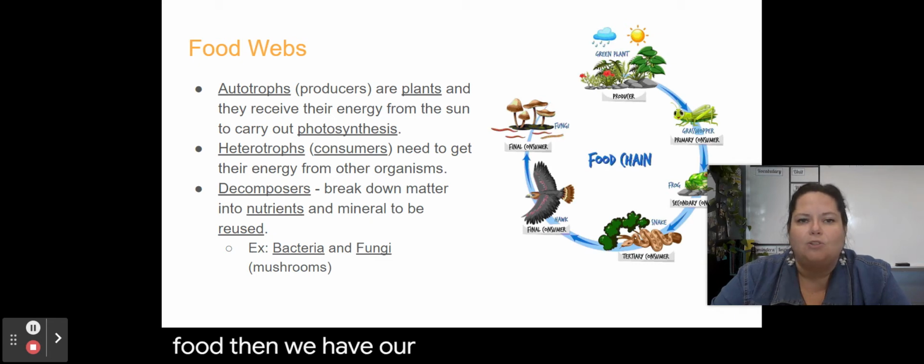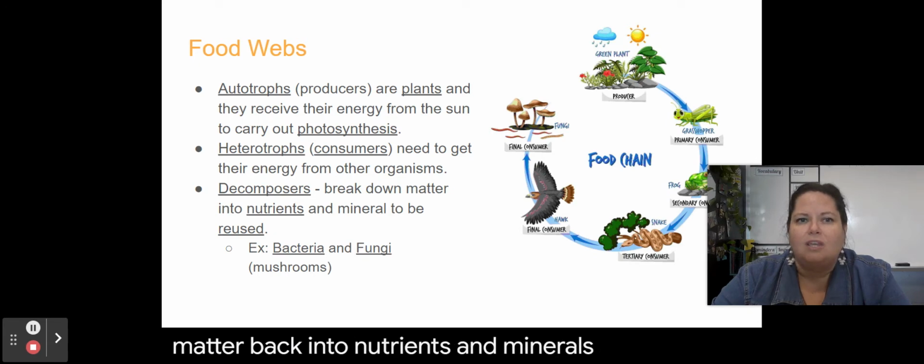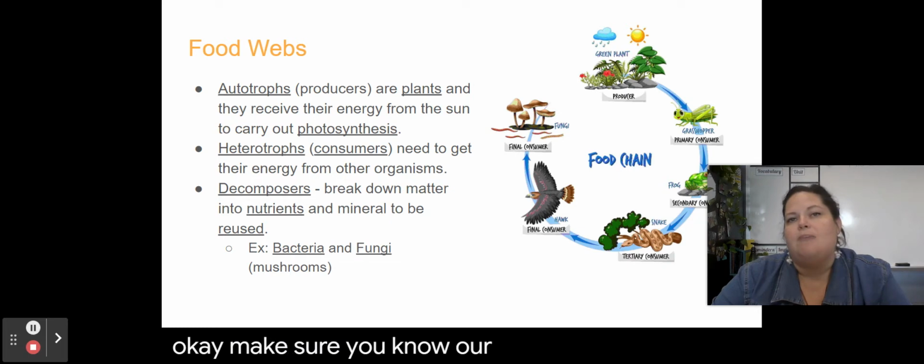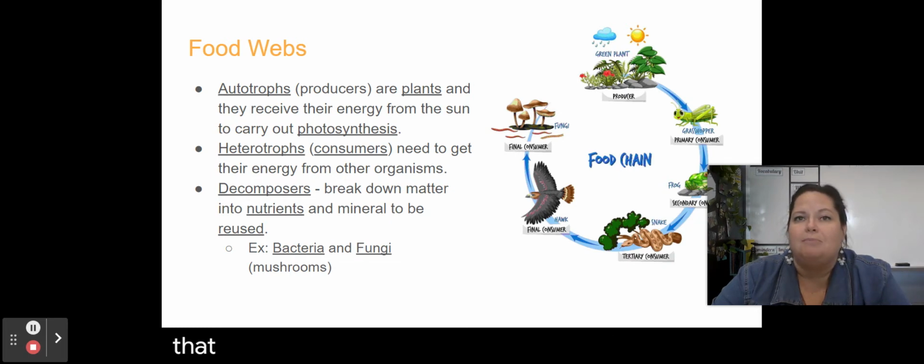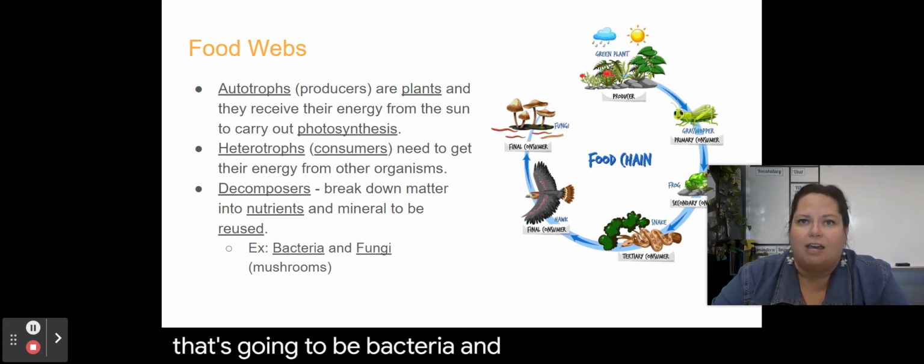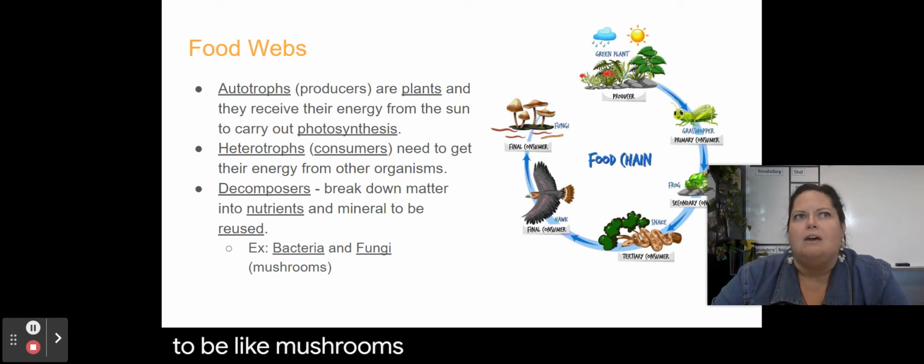Then we have our decomposers that break down matter back into nutrients and minerals to be reused. Make sure you know our two main decomposers. That's going to be bacteria and fungi. Fungi are going to be like mushrooms, mold, and yeast.